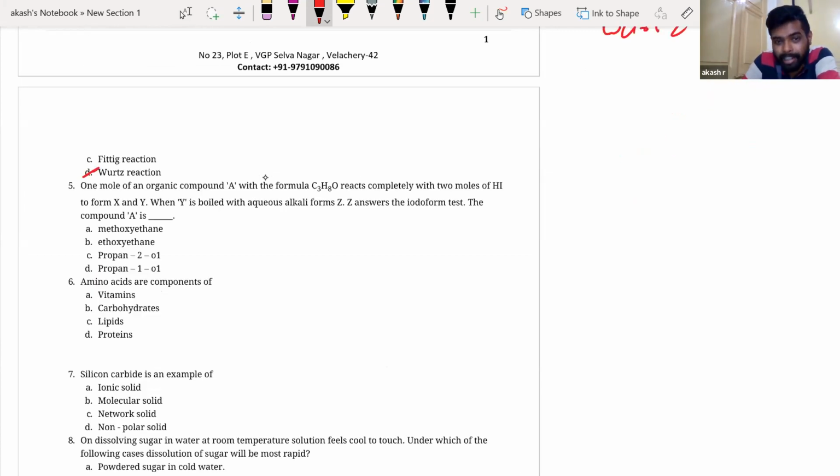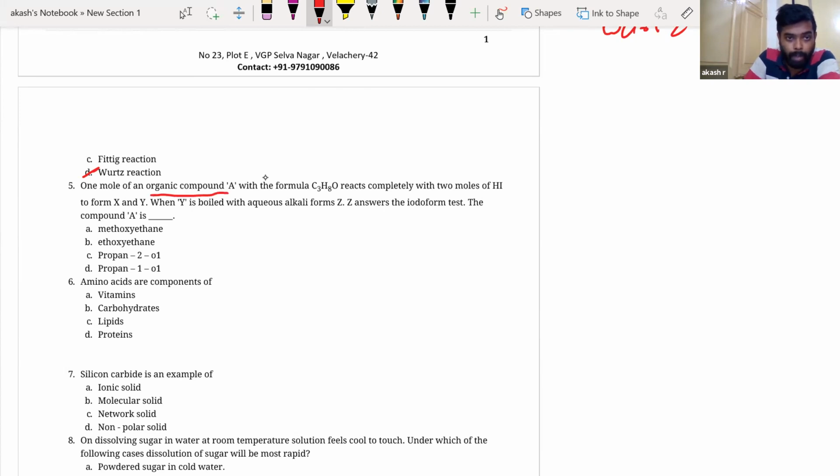Iodoform test. Did you study iodoform test in the alcohols, ethers, phenols chapter, people? Did you study iodoform test? Okay, I'll take that as a no. Fine. Okay, now look at this question.